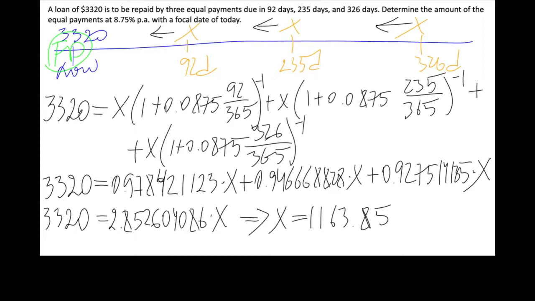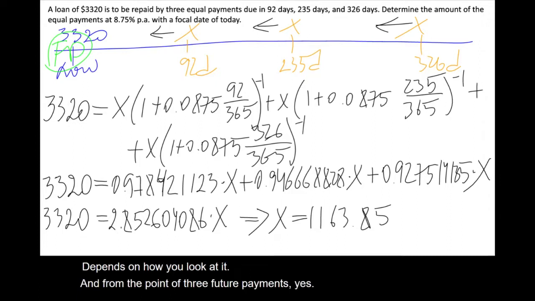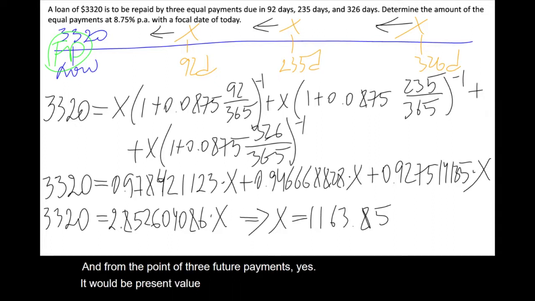Just to check, 3,320 would be P? Sorry, I didn't get it. Can you repeat, please? Yes, 3,320. Would that be P? Oh, well, depends on how you look at it. From the point of three future payments, yes, it will be present value of two of three payments combined together.